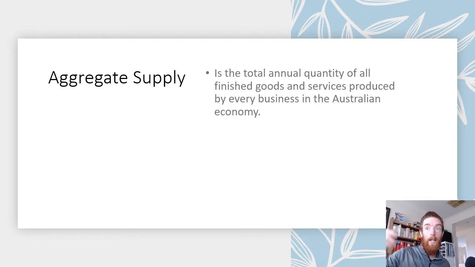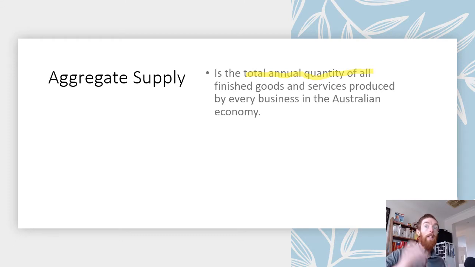So, aggregate supply is the total annual quantity of all finished goods and services produced by every business in the Australian economy. I like to simplify that to the total value of production, or the total real value of production in an economy over a period of time. So the total real value of all goods and services produced in the Australian economy over a period of time is aggregate supply.